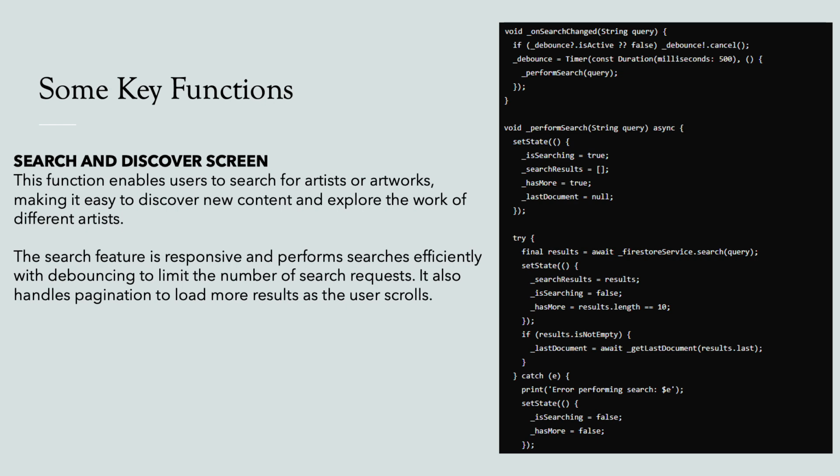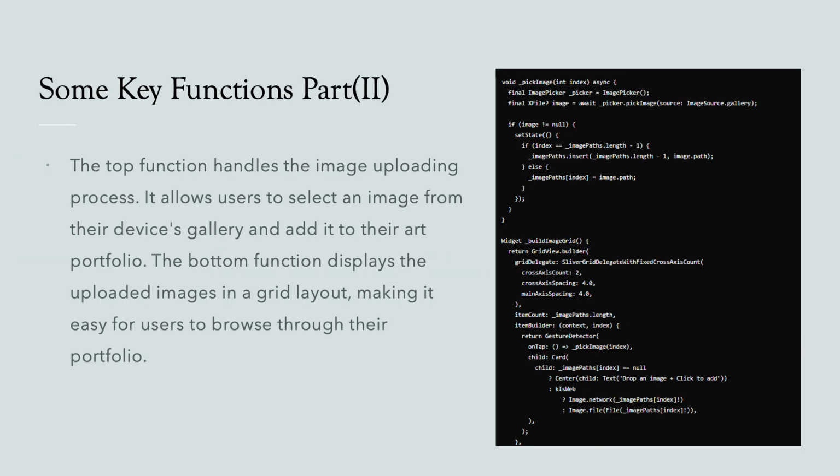onto the actual application end. And this key function is taken from our art uploading screen, where again you upload art straight from your browser onto the actual application. The process is simple, and if you look over at the bottom, you can see that the widget underscore build grid displays the uploading images in more of a grid layout, so that way it's easier for the user to look through the portfolio.